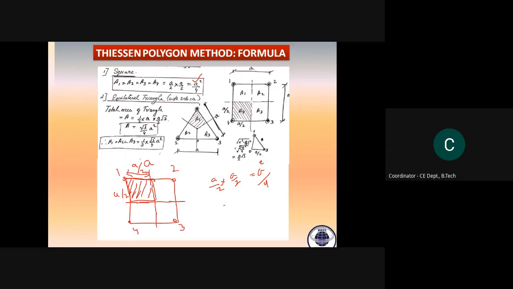As I said, 1, 2, 3. Join each rain gauge station by a straight line. Again, this is isosceles. Isosceles means all sides are equal. That means this is also A, this is also A, this is also A. Now draw the perpendicular bisector, perpendicular bisector, perpendicular bisector. All these lines will meet somewhere here.